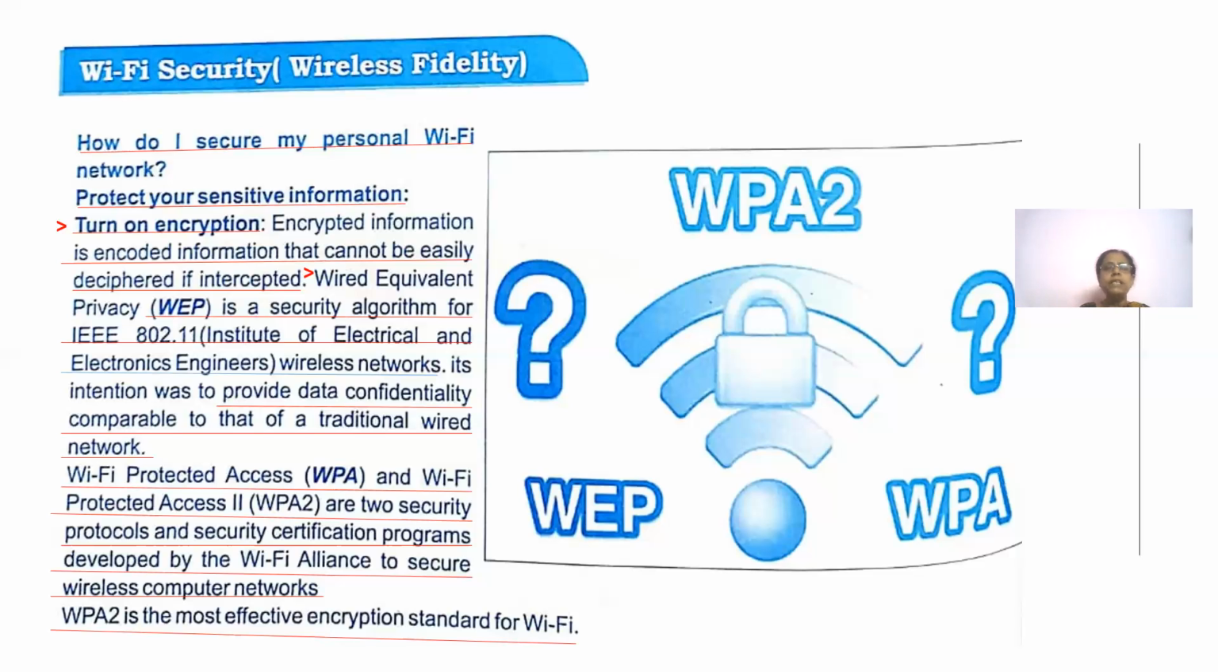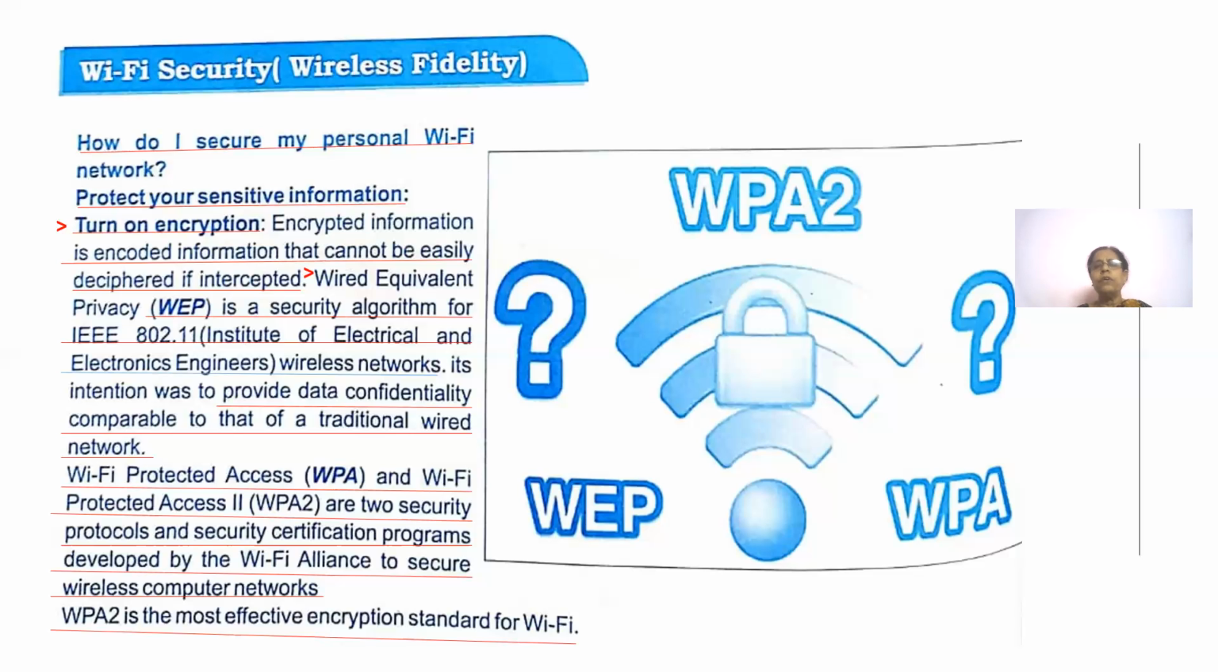So WEP is wired equivalent privacy. It's termed as WEP, wired equivalent privacy. It is a security algorithm for the Institute of Electrical and Electronic Engineers. It's a wireless network standard, and it's a very high type of security. So this IEEE 802.11 is the Wi-Fi standard from the Institute of Electrical and Electronic Engineers. Its intention is to provide data confidentiality comparable to that of a traditional wired network.